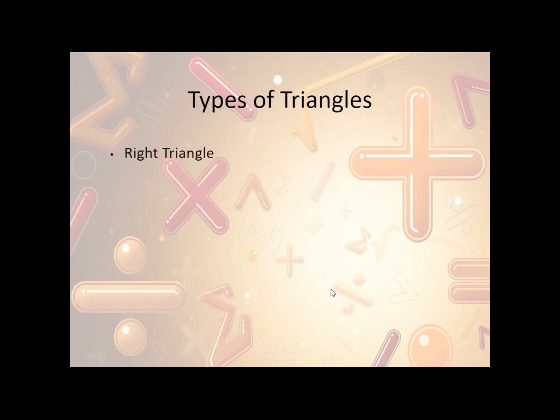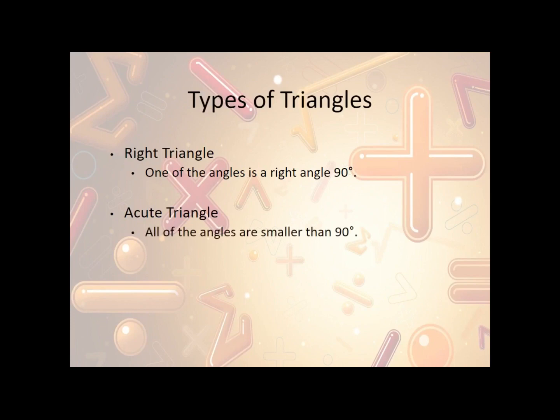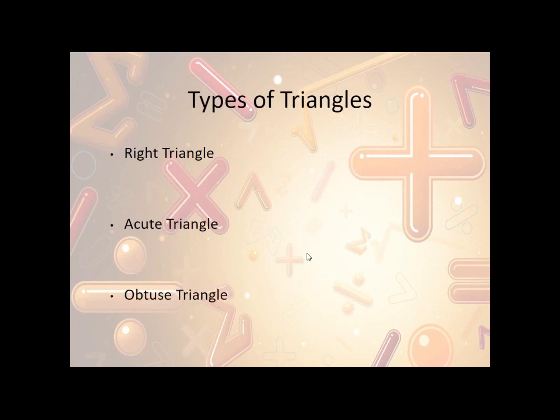Other types of triangles, we have right triangles, where one of the angles is a right angle or a 90-degree angle. Acute triangles have all angles smaller than 90 degrees, and an obtuse triangle has one of the angles bigger than 90. So what does this look like?